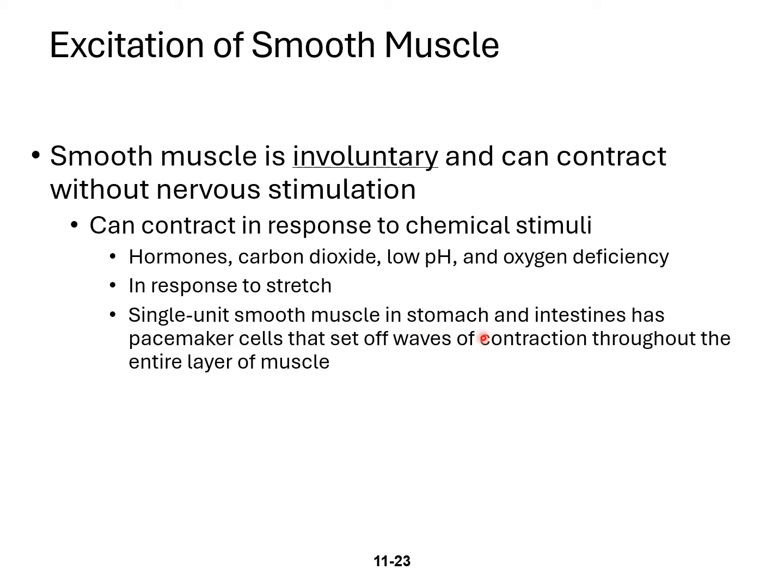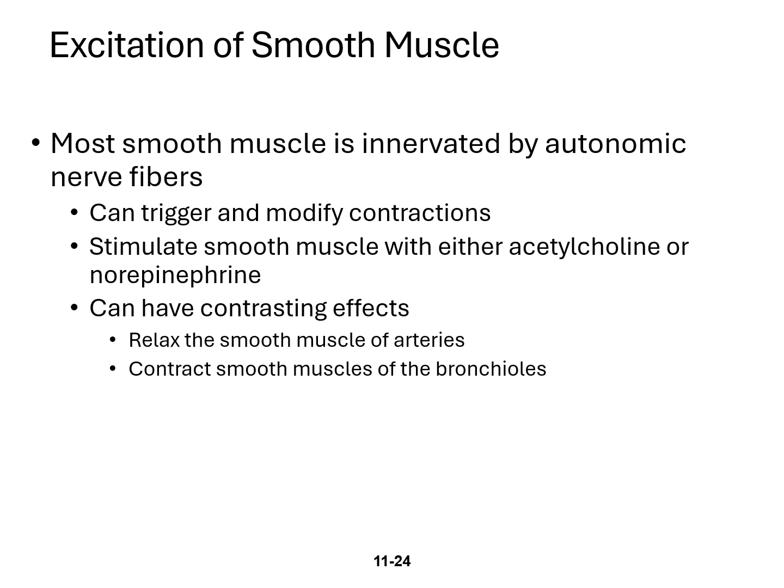Single unit smooth muscles in the stomach and intestines have pacemaker cells that set off waves of contraction throughout the entire layer of muscles. That's going to be how you move the food, how you move the nutrients through the digestive system, and all of this is going to be talked about in AMP2. That's why none of it is in red right now.